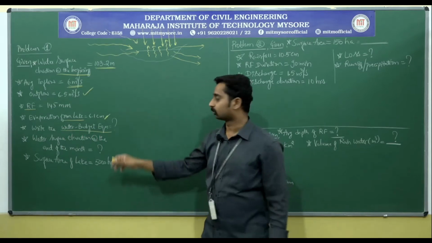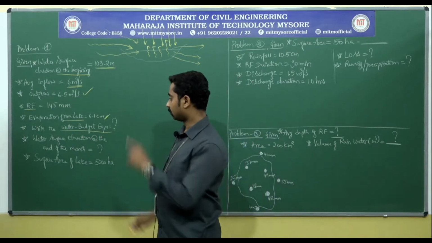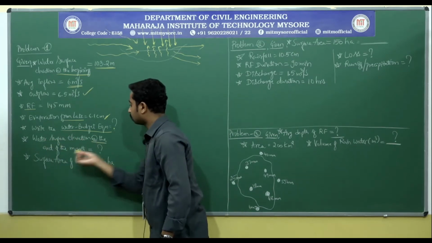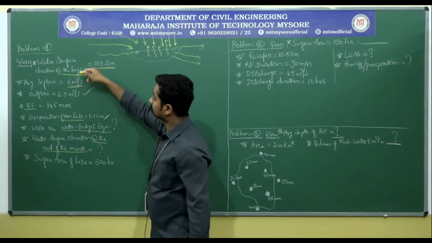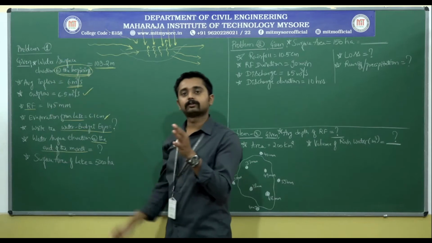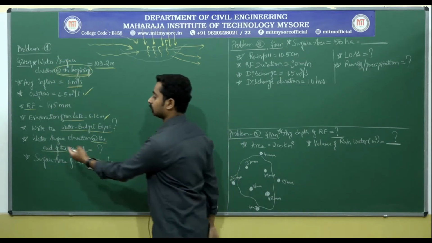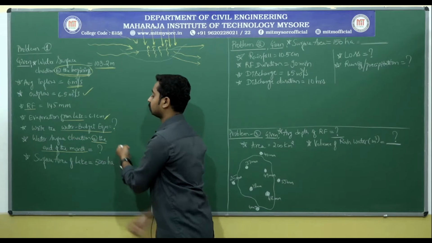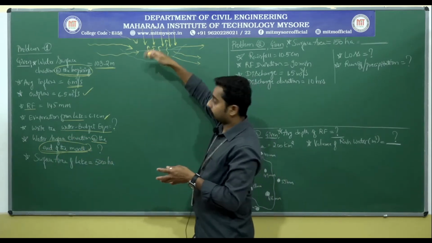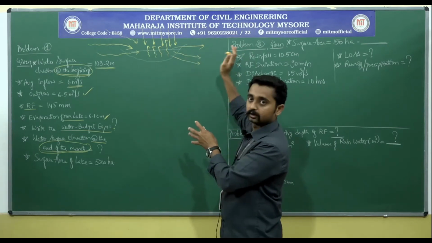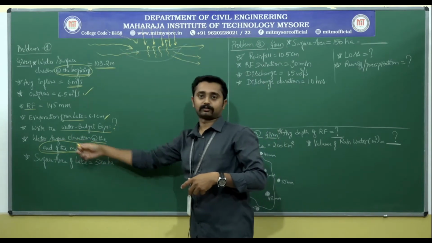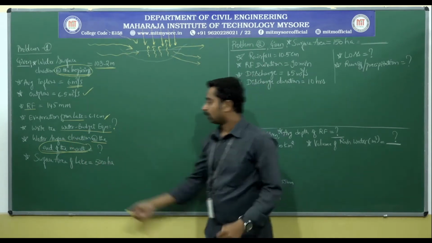We need to calculate this. And also there is one more thing. Water surface elevation at the end of the month. Here they have given the water surface elevation at the beginning of the month. We need to calculate the water surface elevation at the end of the month, that is, after runoff, discharge and evaporation. What is the water surface elevation? We need to calculate that also.